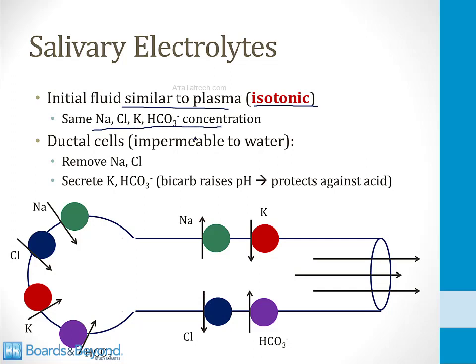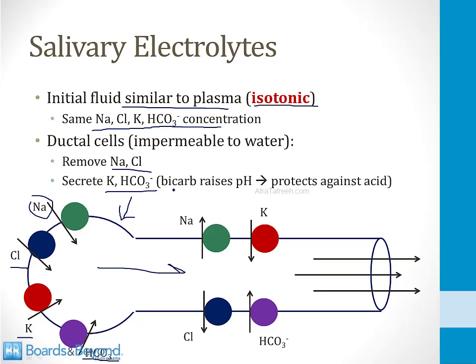If you look at this drawing I've made on the screen here, this is the acinous portion right here, and sodium chloride, potassium, and bicarb are all being secreted into the acinus, and they are at the same concentration as plasma. As the fluid moves through the duct, however, sodium and chloride are removed, and potassium and bicarb are secreted.